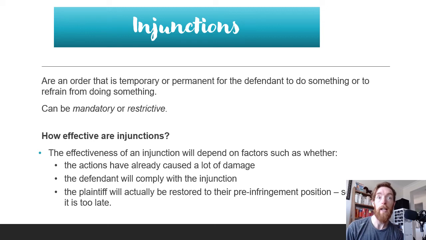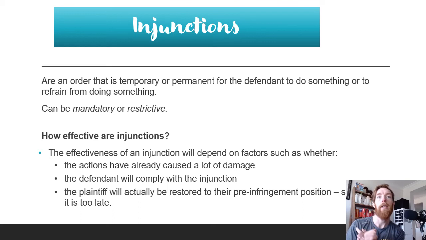Lastly, what we're going to look at are injunctions. Injunctions are an order, temporary or permanent, for the defendant to do something or refrain from doing something. So it either forces them to complete an action or prevents them from doing an action. They can be mandatory or restrictive. Mandatory meaning we're forcing you to do something, restrictive meaning you can't do this anymore.